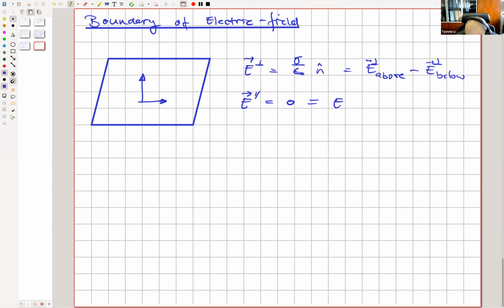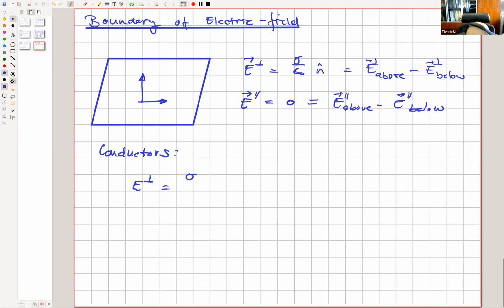And again, this is E parallel above minus E parallel below. Okay, so these are generically the boundary conditions for the electric field. Any surface, whatever goes on, these are the boundary conditions. And so we can apply them to conductors here, in which case we know that below, assuming that the conductor is below, the electric field is 0.